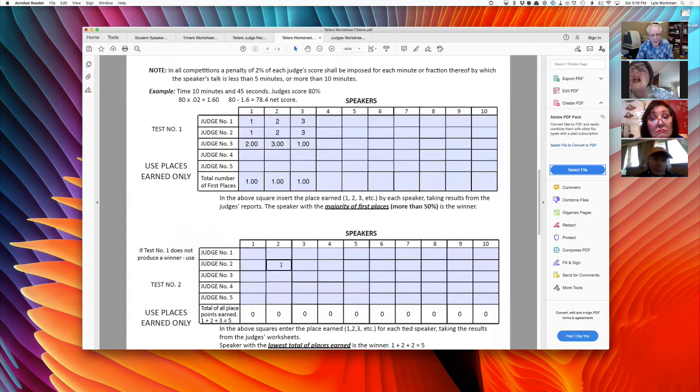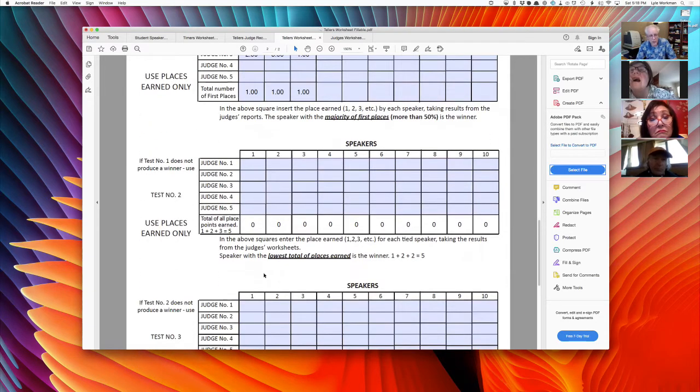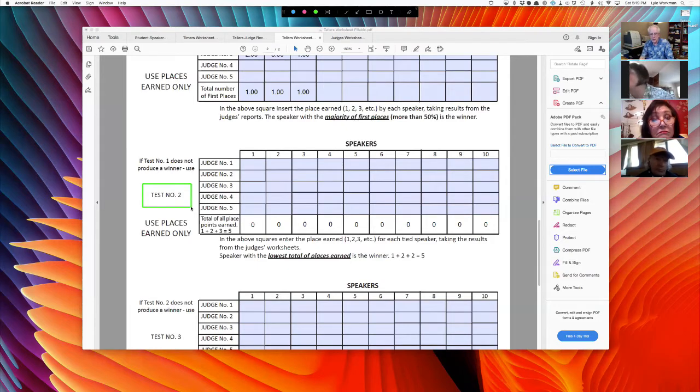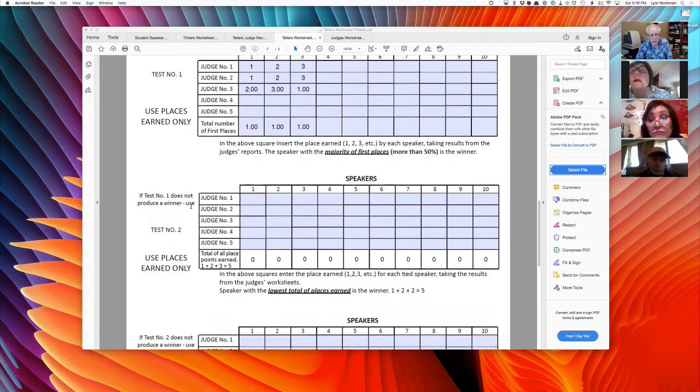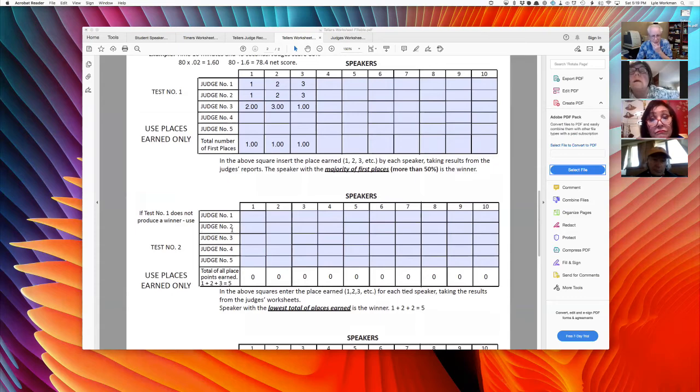Sorry, this keeps moving in and out. In which case we would have to go to test number 2. What happens is the numbers that were entered above are their first, second, and third places. So speaker number 1 had, well, actually, this would be a 2. Oops, 1. That's more or less how it would look.